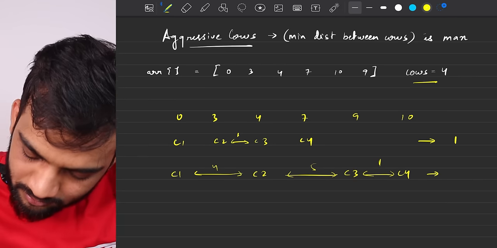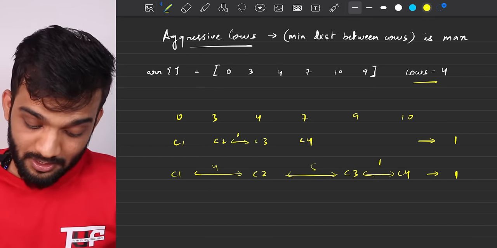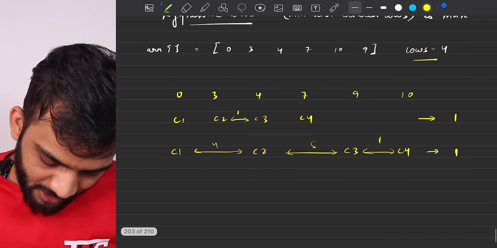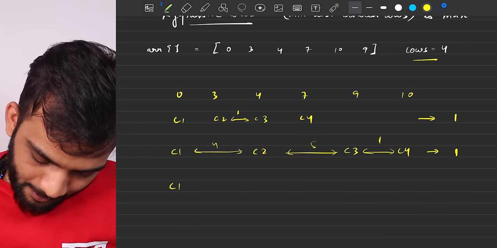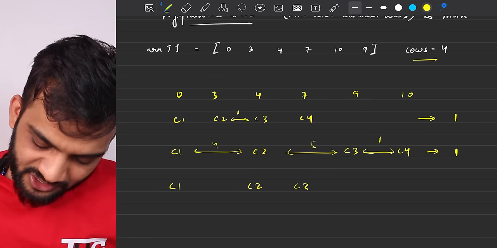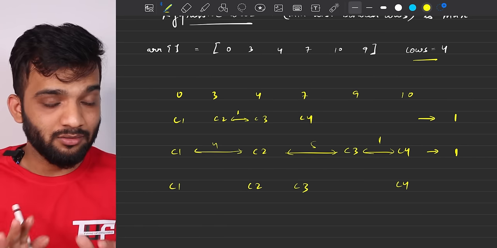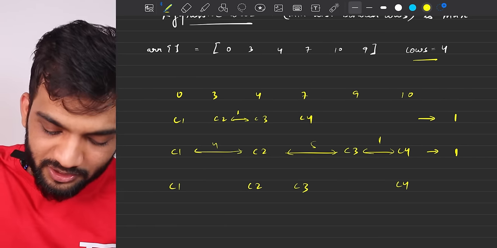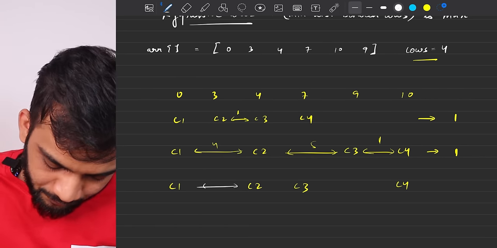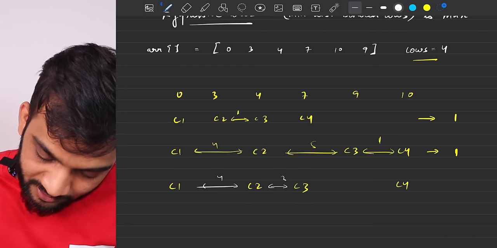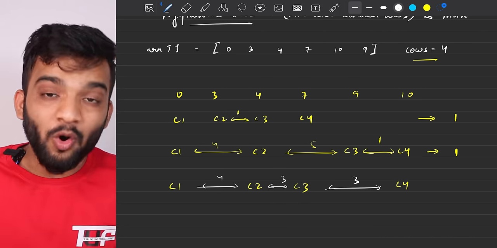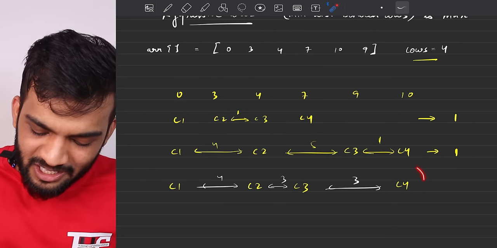Still keeping it as 1. Can I place it something like maybe a C1 here? Maybe a C2 here, maybe a C3 here, maybe a C4 here. And then if I figure out the distance between this is 4, between this is 3, and between this is 3. What is the minimum between any of the two cows?